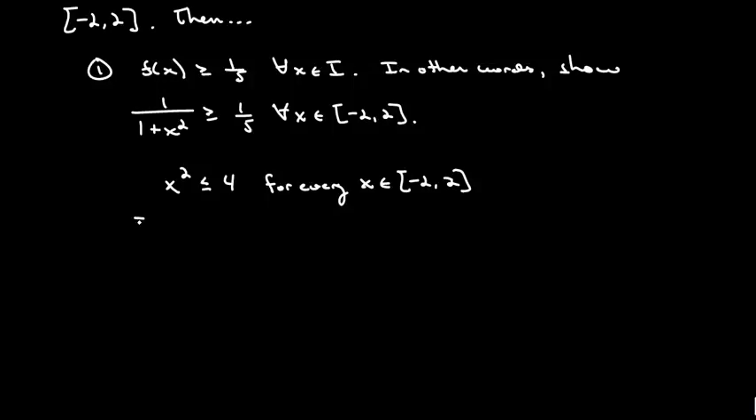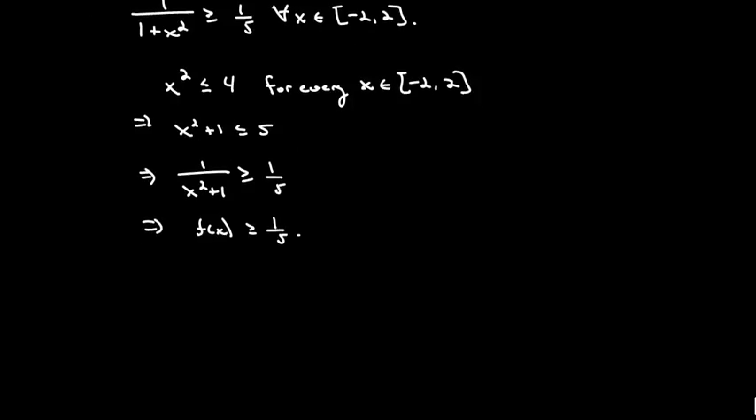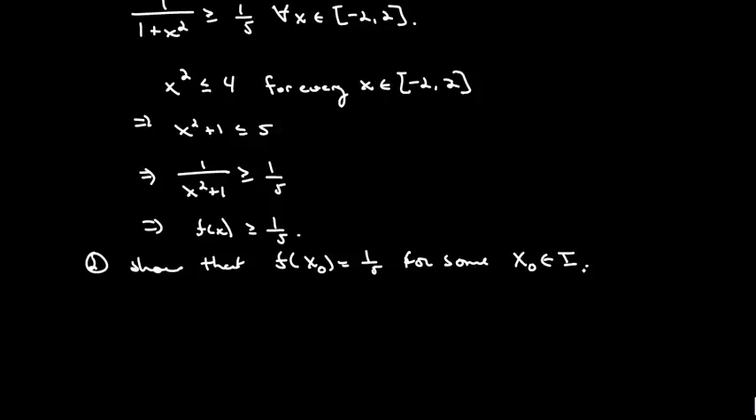Then this implies that x squared plus 1 is less than or equal to 5 for every x. But this implies that 1 over x squared plus 1 is greater than or equal to 1/5 for every x. And this implies that f of x is greater than or equal to 1/5. So that's the first part. The second part is we need to show that f of some x naught is equal to 1/5 for some x naught on the interval.